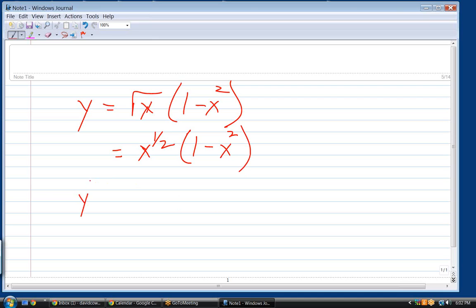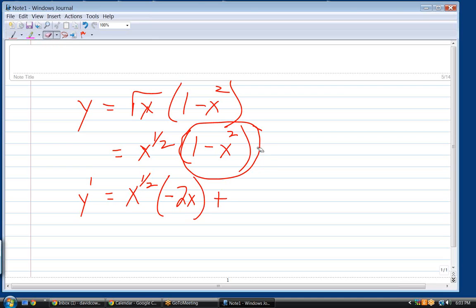So y prime. You can go either way, but the way I generally teach people is do this times the derivative of that as your starting thing. So x to the 1/2. What's the derivative of this? Would that just be negative x? Or negative 2x. Oh, sorry. You've got to bring that exponent down in front and reduce it by 1. So the derivative of that is minus 2x.